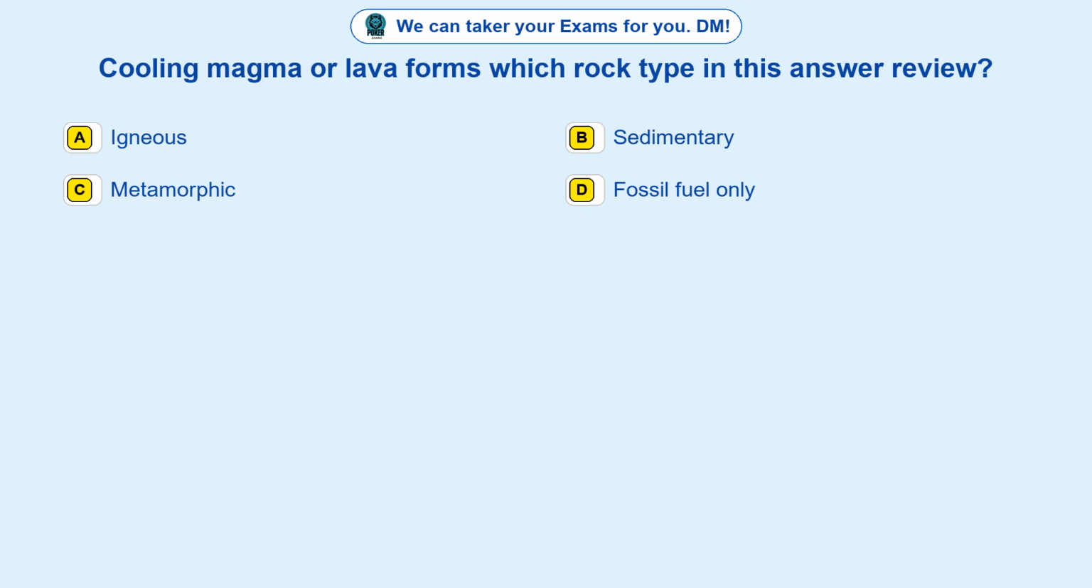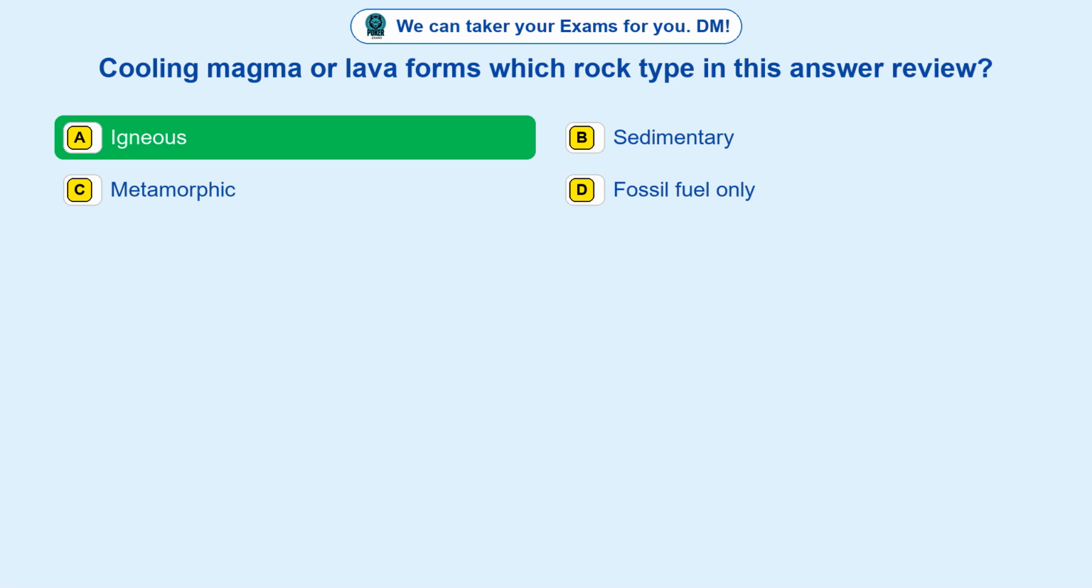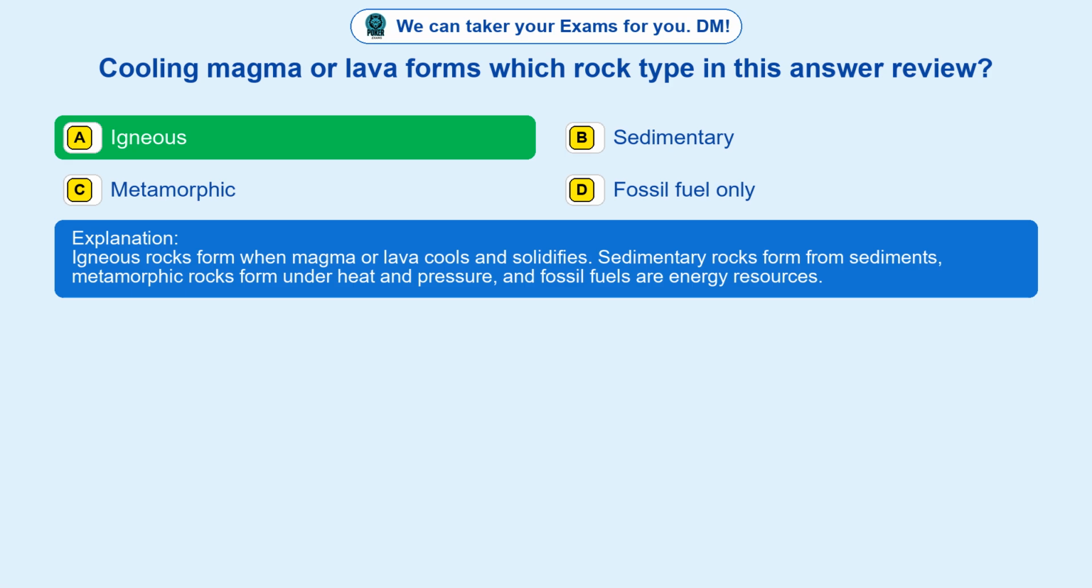Question 84. Cooling magma or lava forms which rock type in this answer review? Option A, igneous. Option B, sedimentary. Option C, metamorphic. Option D, fossil fuel only. The correct answer is option A, igneous. Igneous rocks form when magma or lava cools and solidifies. Sedimentary rocks form from sediments, metamorphic rocks form under heat and pressure, and fossil fuels are energy resources.